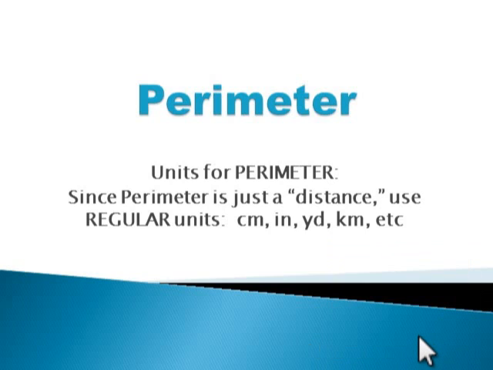So the first thing you need to know about perimeter is basically what it is. Since it's just basically a distance, you would use normal units to measure perimeter, because if you're looking for the perimeter of a polygon, you're just taking segments and putting them next to each other in order to figure out the total distance around a polygon.